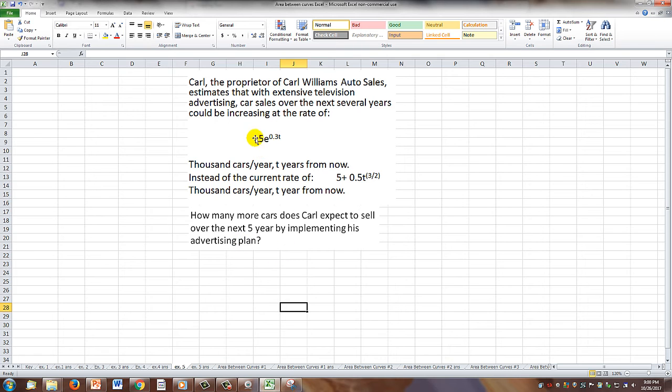So again, we have this rate of change. It's thousands of cars per year. If you think about Riemann sums, the area of a vertical rectangle is length times width, so thousands of cars per year times a width of years gives you thousands of cars. So this question, how many more cars does Carl sell, means that we want to find the area under this curve and the area under that curve, and then find the area in between the two. So we'll do t, and it says 5 years, so from 0 to 5, and antiderivative.